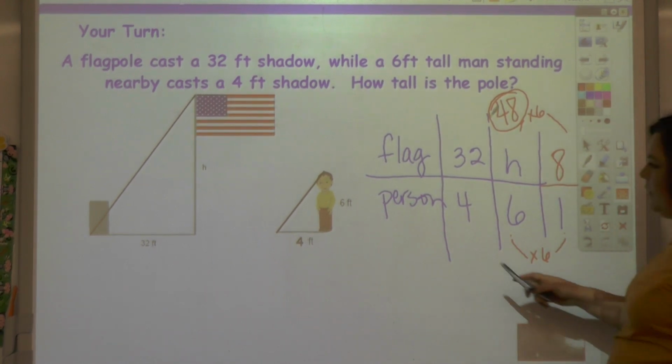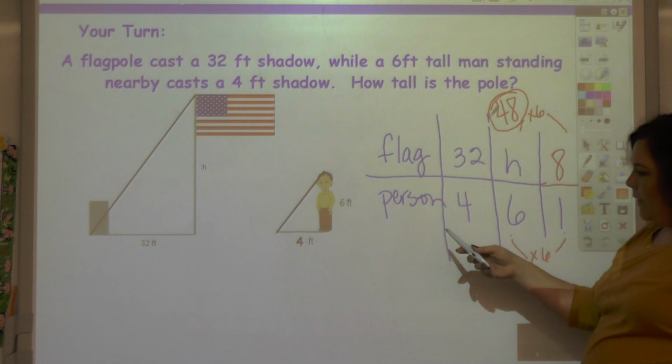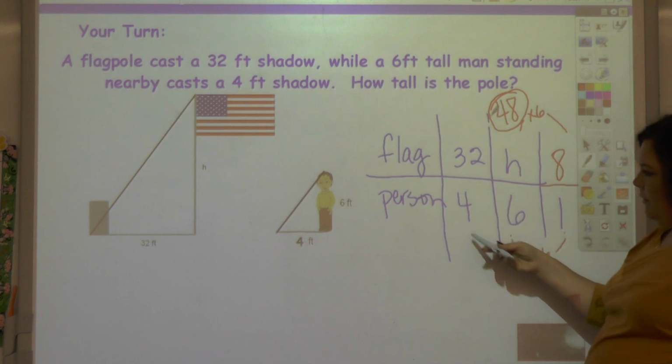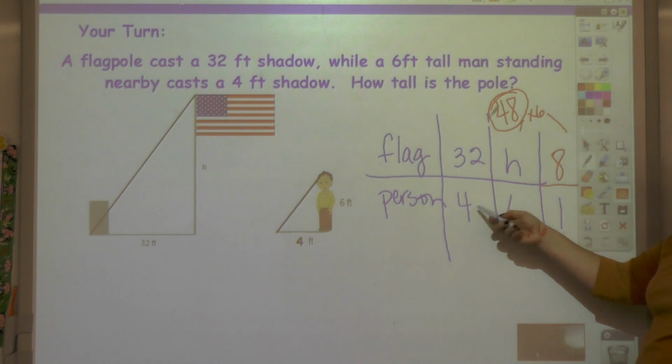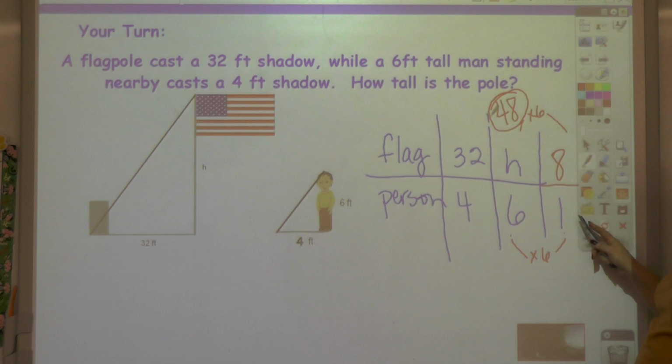Okay, so I compared the bottom 32 to 4 and the height h to 6. I simplified to get a unit rate, and 32 divided by 4 is 8 to 1. And then to get from 1 to 6, I had to multiply by 6, and 8 times 6 is 48. So my missing amount is 48.